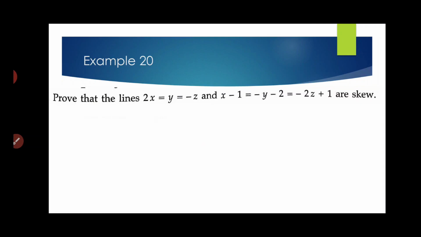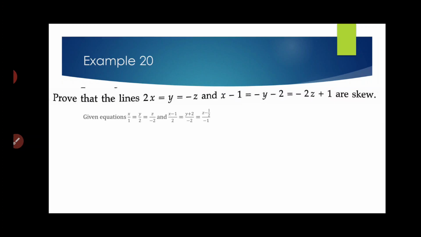Last one. Prove that the lines this and this are skew lines. Now remember how to prove that they are skew lines. First, I need to show that they are not parallel to each other. That is the first thing. And the second thing is that they are not intersecting. To show that they are not parallel, first I need to write them in the standard form and check their direction ratios. Now if the direction ratios are scalar multiples of each other, then they become parallel. If they are different, then I can say that they are not parallel. So in this case, I can see directly that they are not equal. So therefore, they are not parallel.